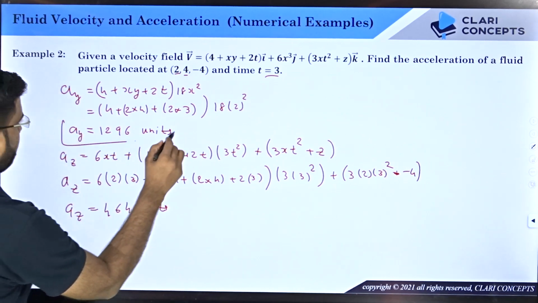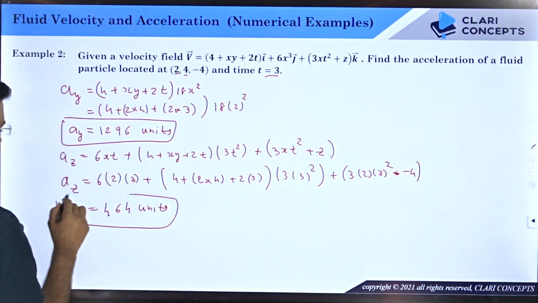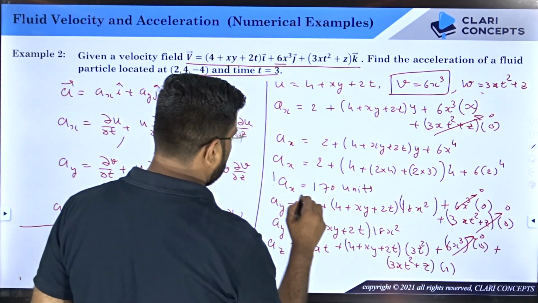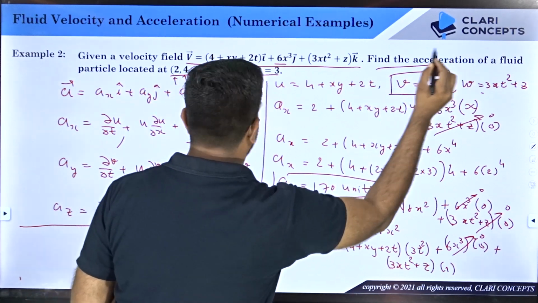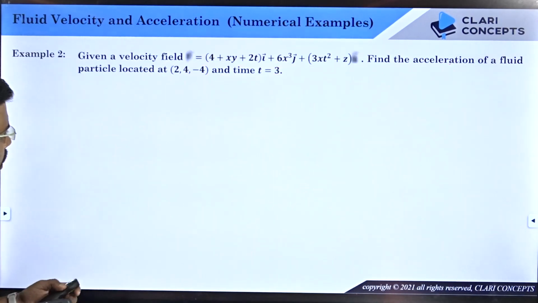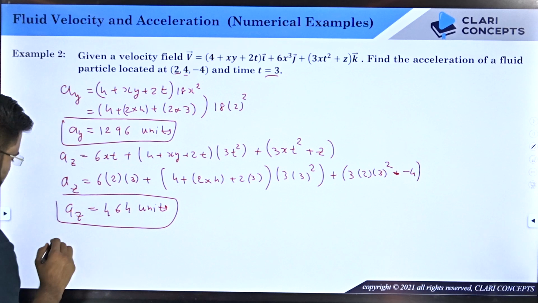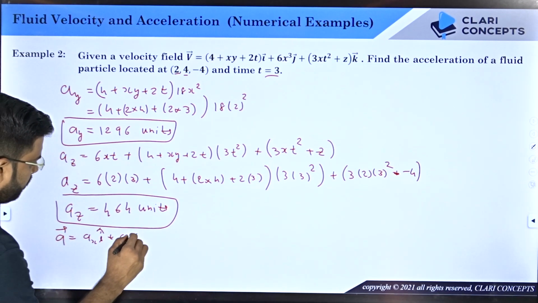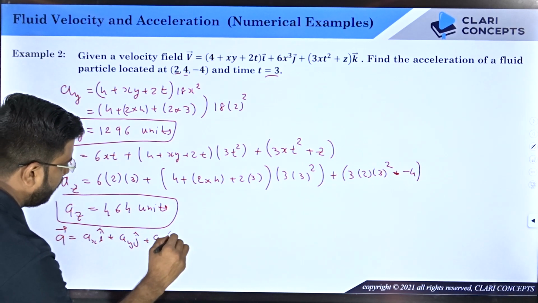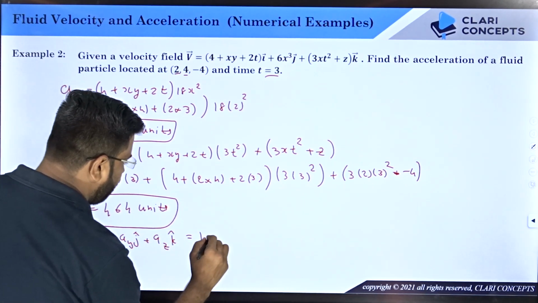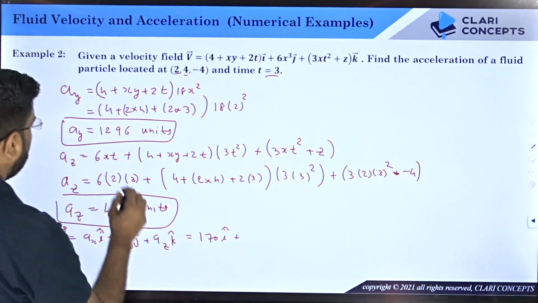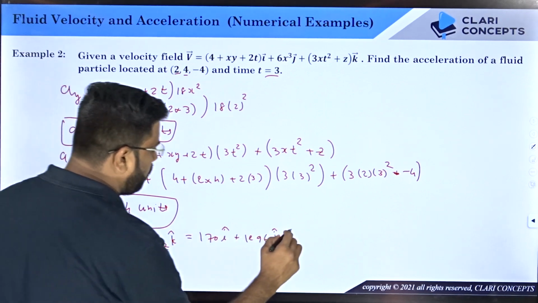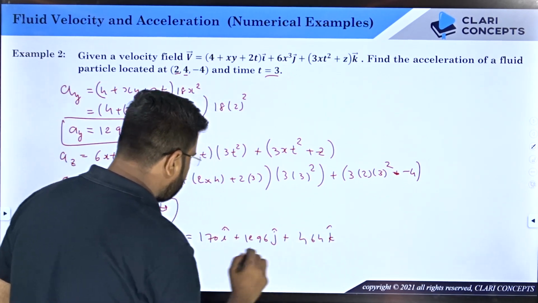So you have got ax, ay and az. Okay, and ax is from the previous question that you have got somewhere over here, this one. So the question was to find the acceleration of the fluid particle. So therefore you have got the acceleration. How? You say that the acceleration of fluid particle a is equal to axi plus ayj plus azk, which is equal to ax is 170 units, it is 170i plus 1296j plus 464k. This is the answer.